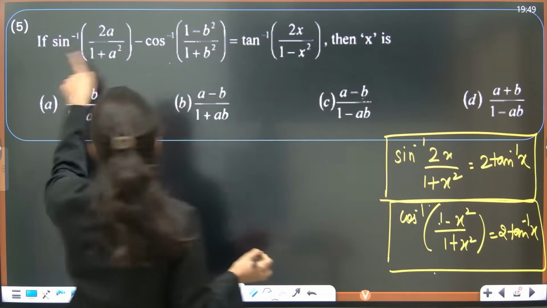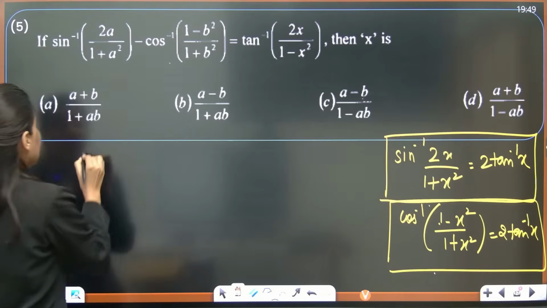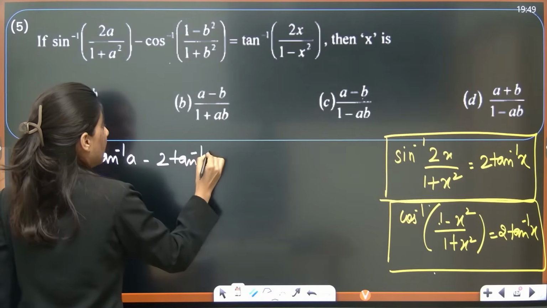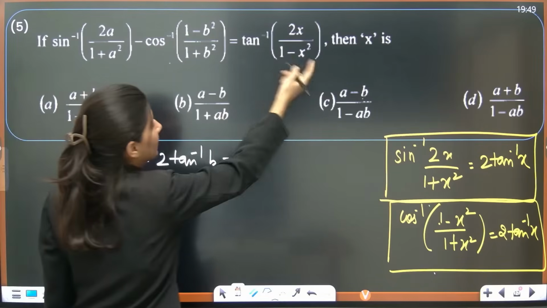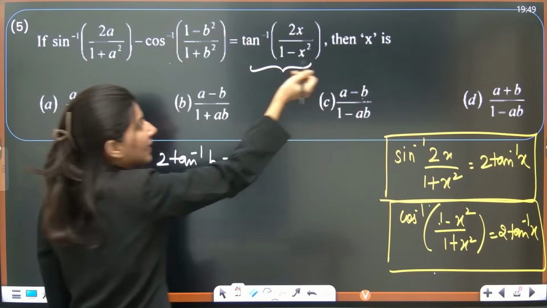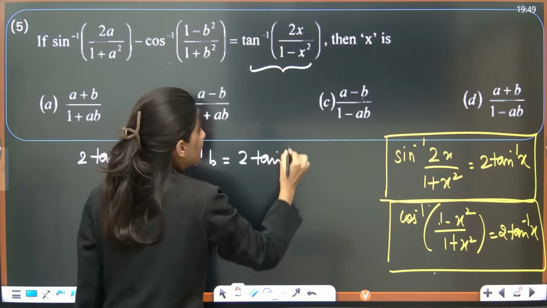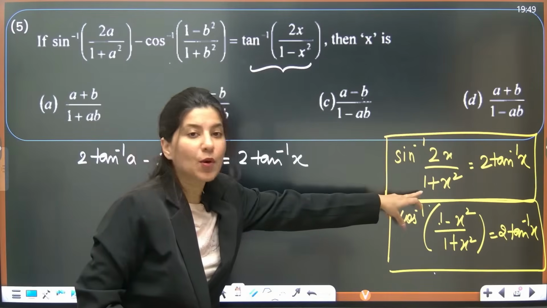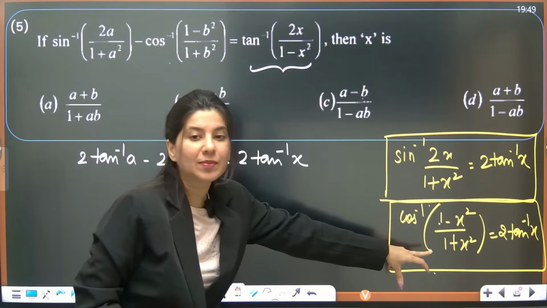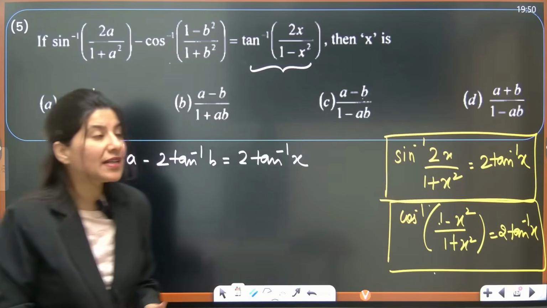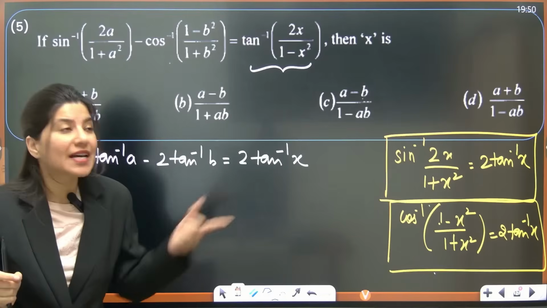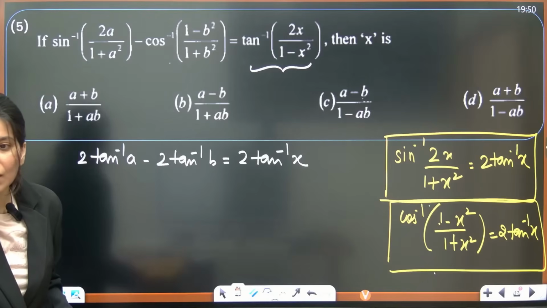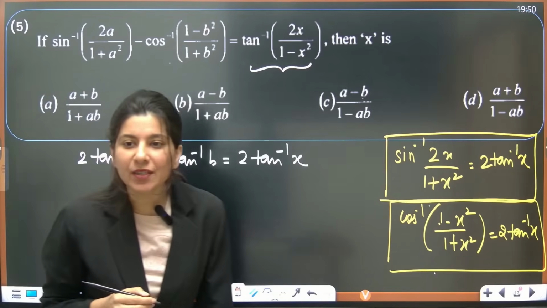Now let us understand. Sin inverse 2a upon 1 plus a square is 2 tan inverse a, minus 2 tan inverse b is equals to this. Now this is again a direct formula, 2 tan inverse x. So these are the three formulas of the same category: sin inverse 2x upon 1 plus x square, cos inverse 1 minus x square upon 1 plus x square, and tan inverse 2x upon 1 minus x square. All three formulas are equal to 2 tan inverse x.